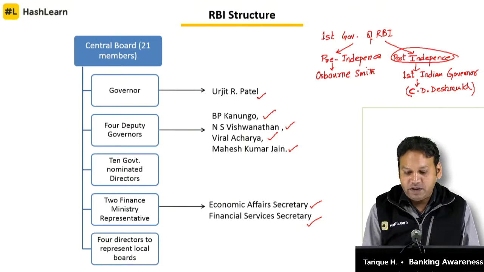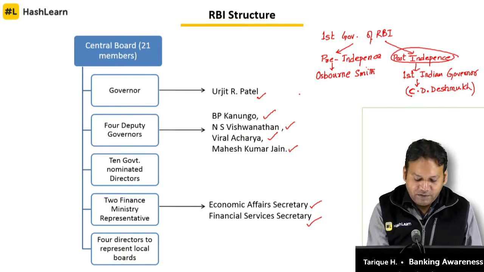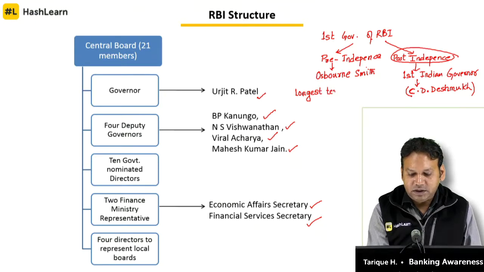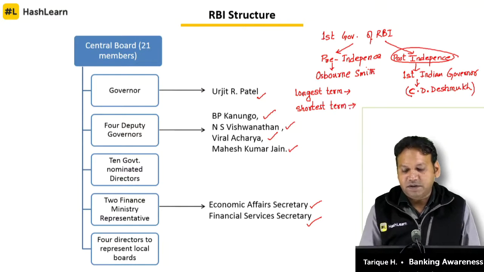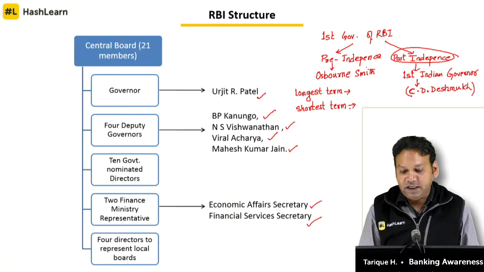Now, these are some of the questions that you need to be familiar with. Suppose the question comes, which governor has the longest term? Which governor of RBI has served the longest? And which governor had the shortest term as governor of RBI? Suppose these two questions are there. What will be the answer for the first question and the answer for the second question?